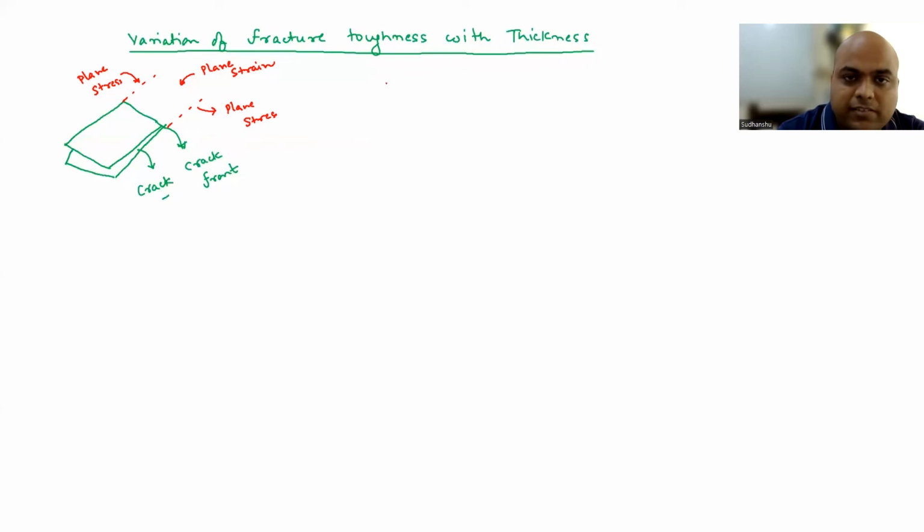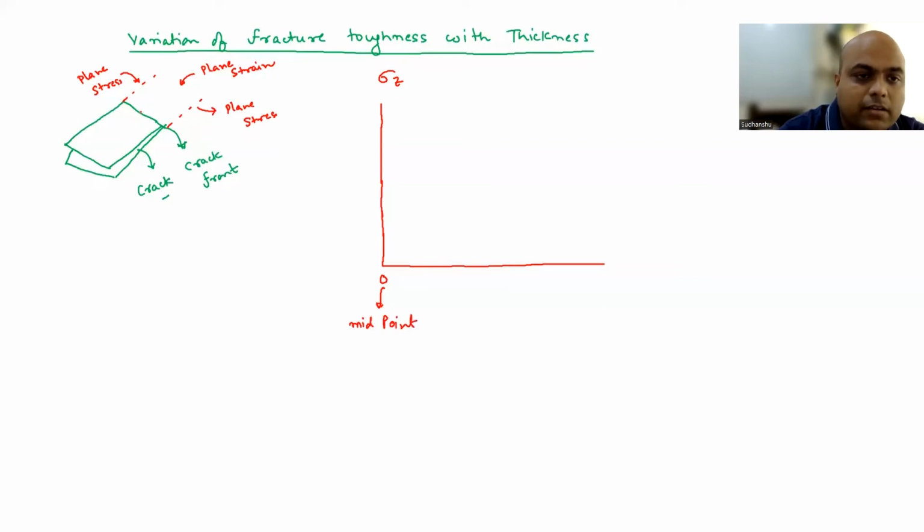So now if I plot sigma z, which is through the thickness, or sigma 3, with respect to distance from the center of the plate. Okay. So this is 0. So this is the midpoint. So this is your midpoint. And then we are moving from midpoint towards the surface.